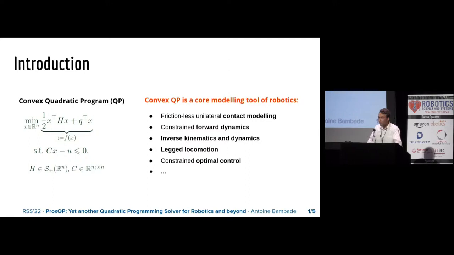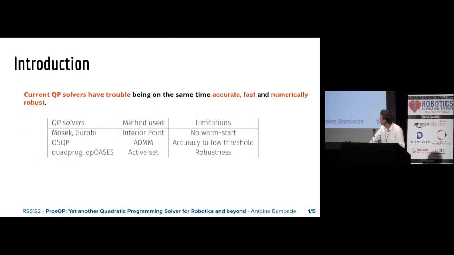Convex QP is a core modeling tool of robotics because it is involved in contact modeling for dynamics, inverse kinematics, and dynamics. The problem is that today, QP solvers have trouble being at the same time accurate, fast, and numerically robust. For example, the IDMM algorithm has trouble reaching, in a reasonable time, solutions at a low accuracy. Interior point methods cannot be easily warm started, which restricts them from control applications, and active set methods can be fast, but they need strong assumptions to work well.